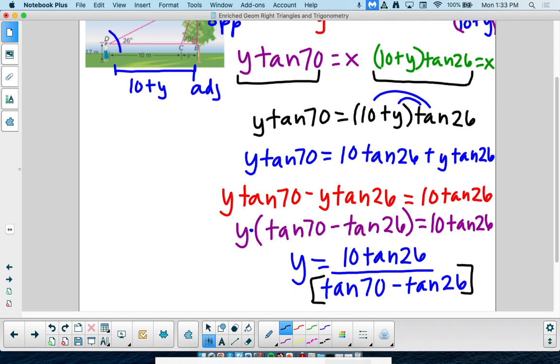Oh, now we have to do the denominator, so let's do second insert. Parentheses, tangent 70. Okay, and then minus tangent 26.